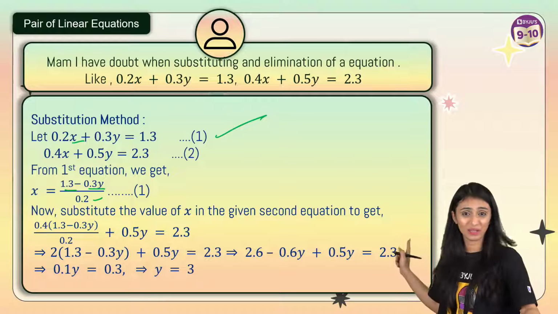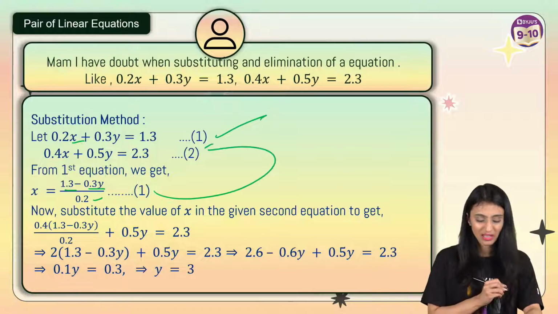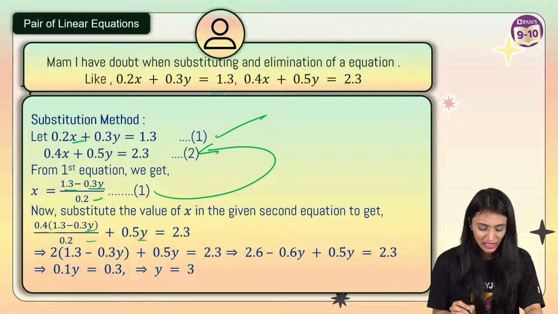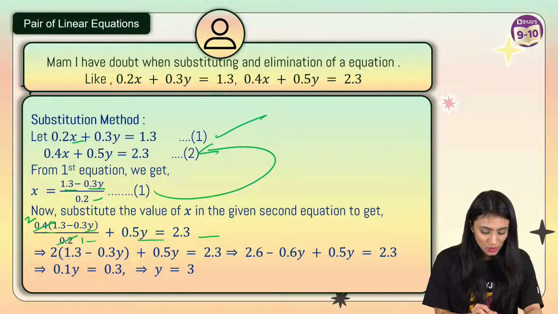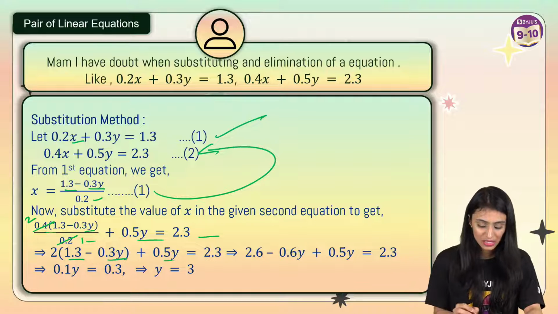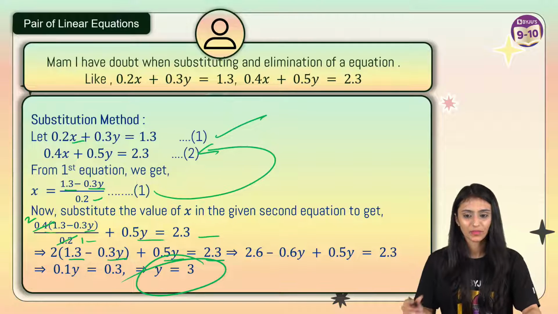It becomes too complicated, right? That's why, avoid decimals. Now, we have the value of x. Let's substitute it in equation number 2. That's going to be very complicated, isn't it? So let's put it here. A lot of calculation is involved now. So this will cancel out. You get 2 times 1.3 minus 0.3y plus 0.5y equal to 2.3. Simplify this. What will you get? You have y equal to 3.